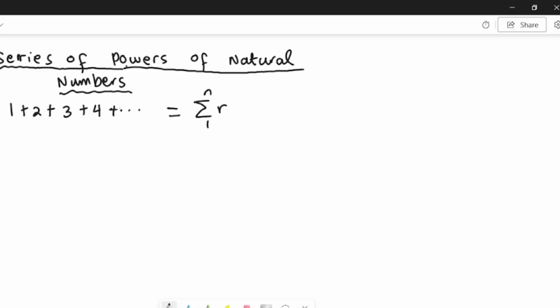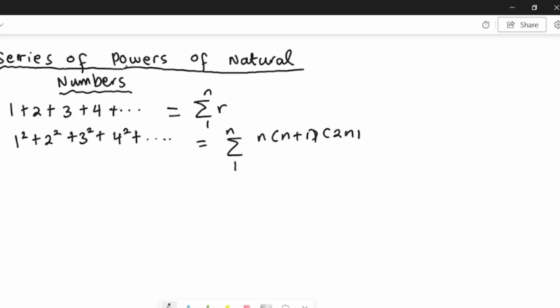And then our second instance, we have a series of squares: 1 squared plus 2 squared plus 3 squared plus 4 squared plus, the series is infinite. We want to show that it's equal to n into n plus 1 into 2n plus 1, and everything divided by 6.